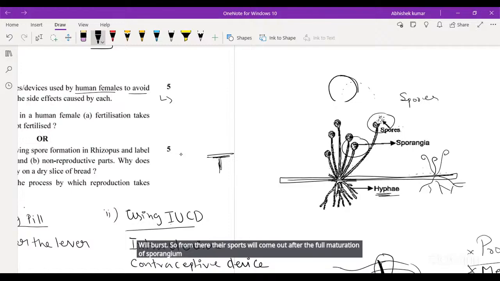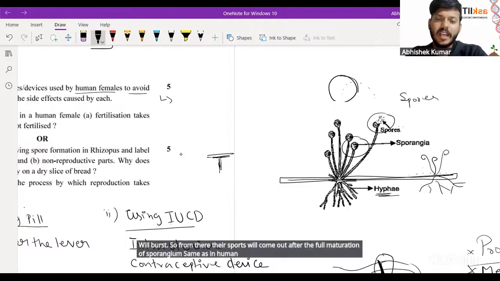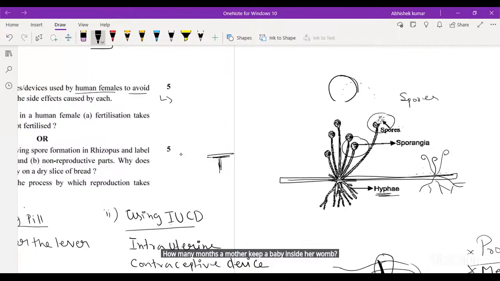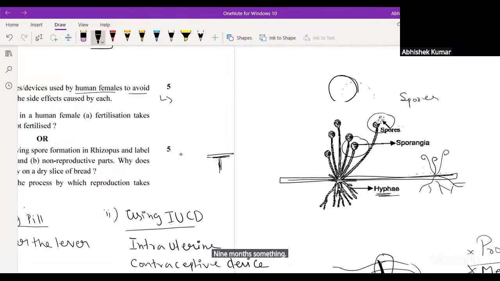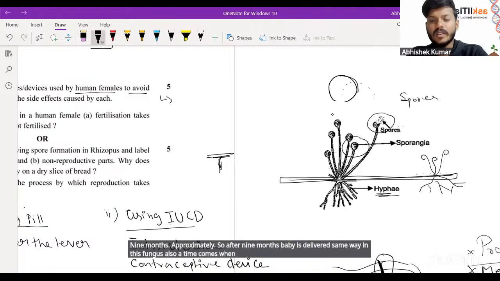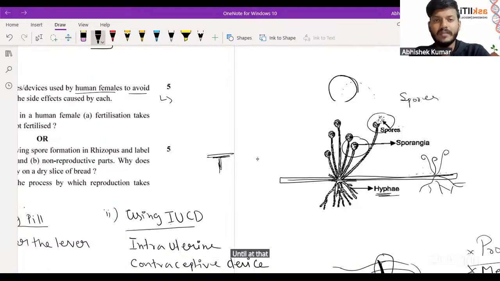Same as in human beings also. What is the time of pregnancy? How many months does a mother keep a baby inside her womb? Approximately 9 months. So after 9 months, the baby is delivered. Same way in this fungus also, a time comes when the sporangium gets matured and spores are ready to come out from the sporangium. At that time, this will burst and will release the spores.